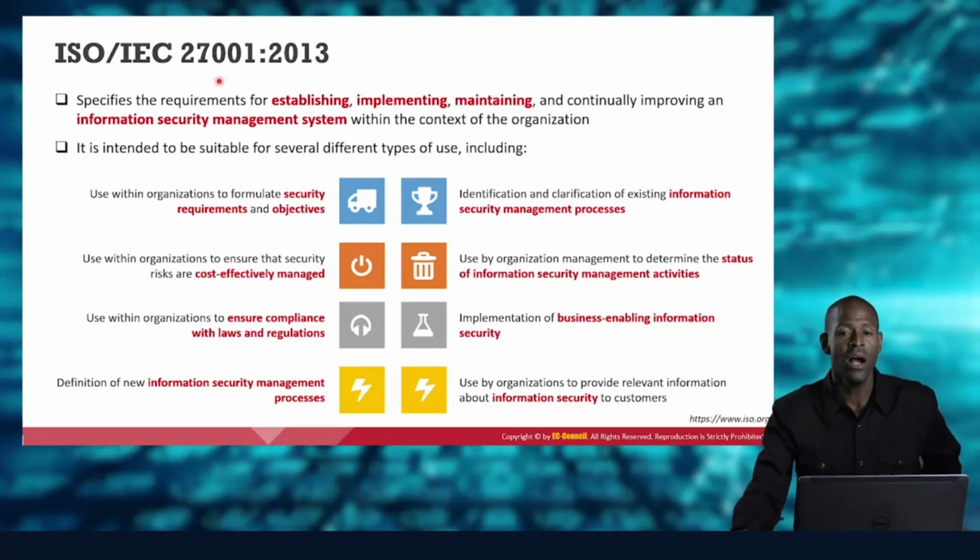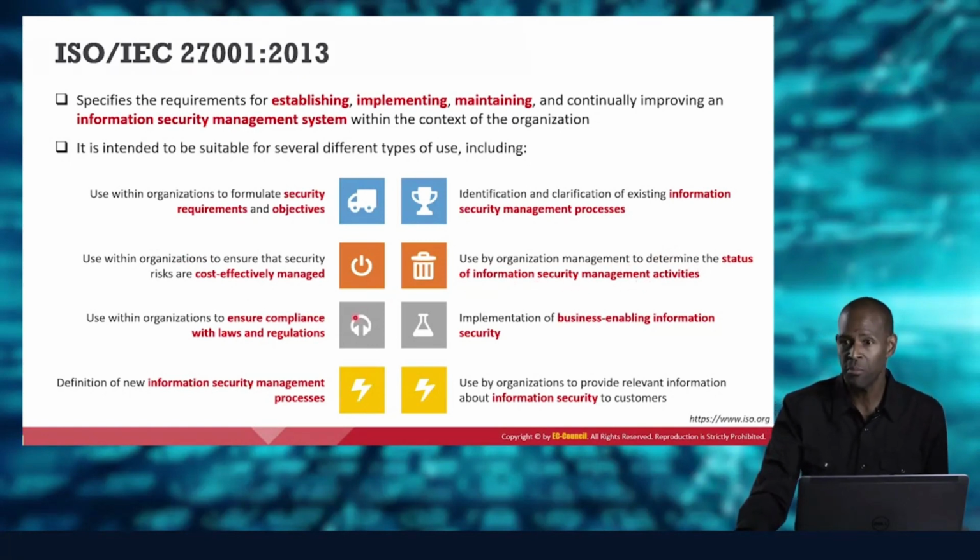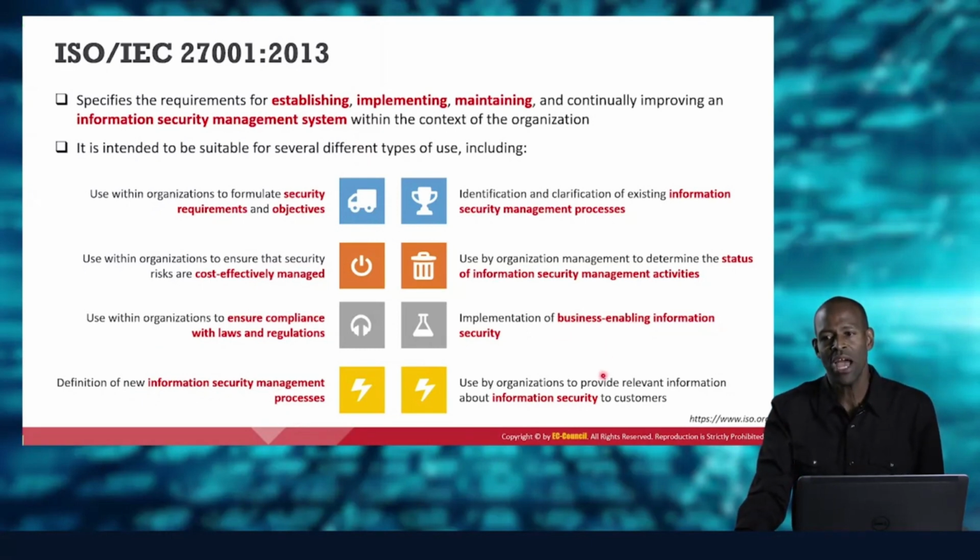Either way, you can look at the way your organization does security objectives and requirements, information security management, cost-effectively managed security risks, and the management status of your information security activities. You make sure you're in compliance with laws and regs, that you have business-established information security implemented really well, good information security management processes, and relevant information about security that you get out to your customers. All of this is part of 27001:2013.